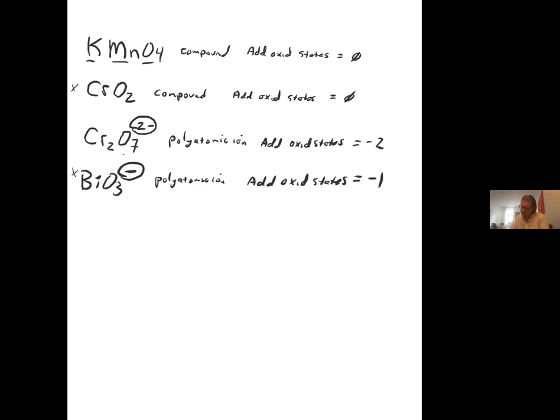Okay. And then it doesn't matter how complicated the formula is. That's just the way it works, right? If it's a compound, it's all got to add up to 0. So H2O, CF4, they had to add up to 0. Now let's take a look at, I think, let's do the CrO2. That's the easiest one.